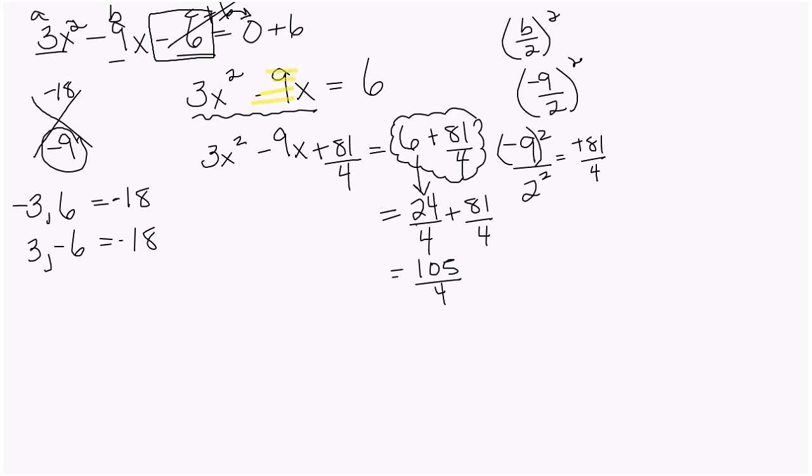And that doesn't reduce into a whole number, but I might be able to... No, I think that's as far as I can go with that. Nope, that's as far as I can go. So now what I need to do is simplify my left-hand side. So 3x squared minus 9x plus 81 over 4.